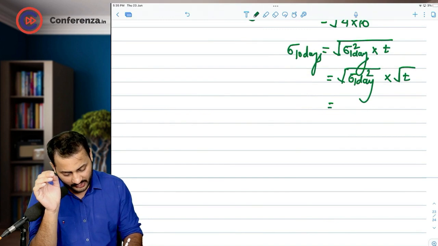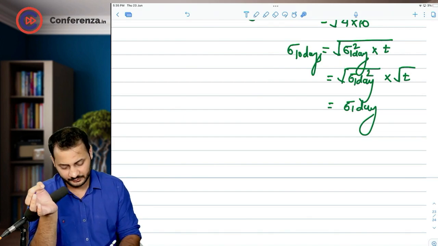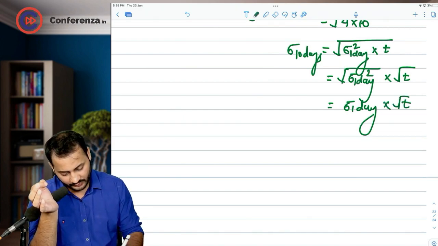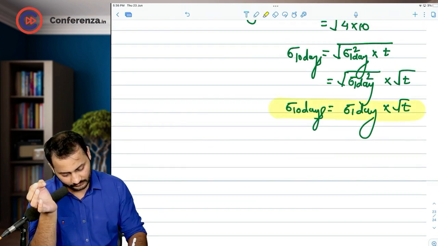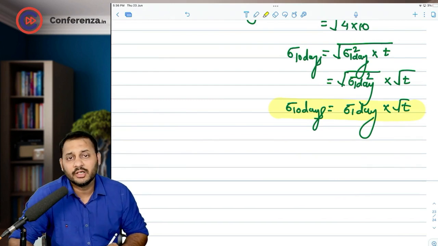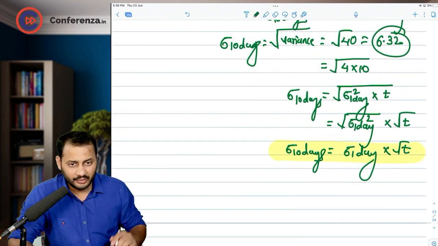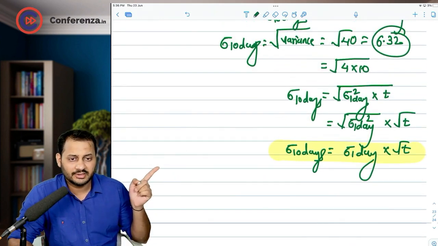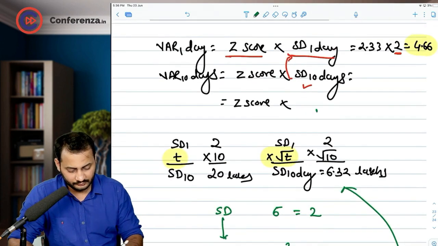This first part can be easily converted into standard deviation of one day, as the square function will cancel the square root function, and this will be kept as under root t. This is standard deviation of 10 days. That's it. This is the formula that you have to use in this question. So let's solve the VAR for 10 days. What I'm going to do, I'm going to put this formula for 10 days standard deviation in the above figure here at this point.